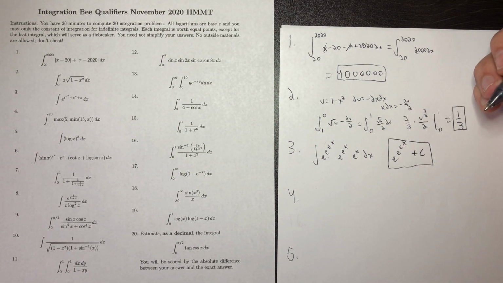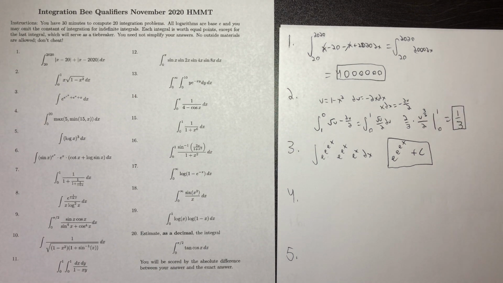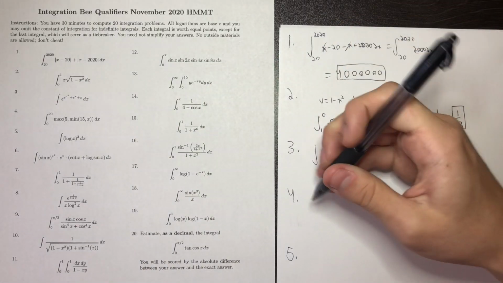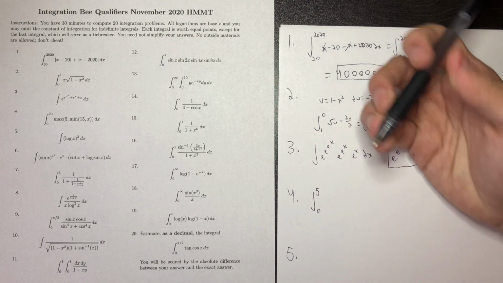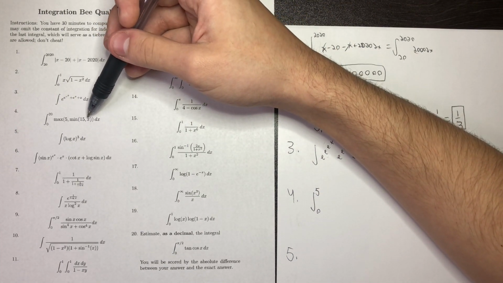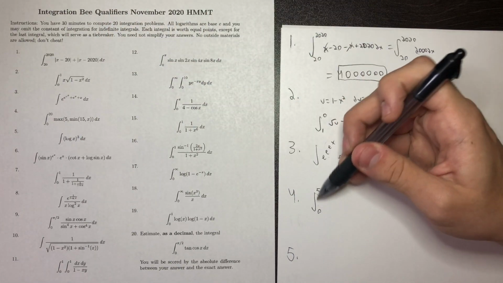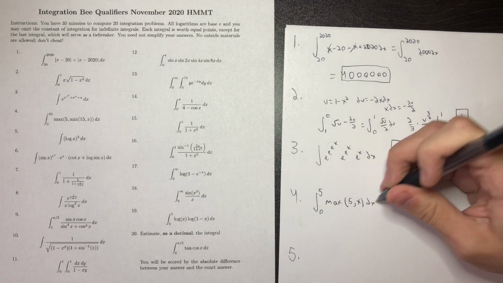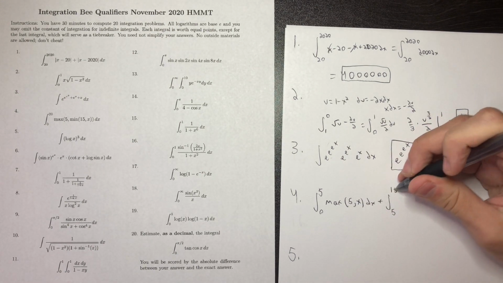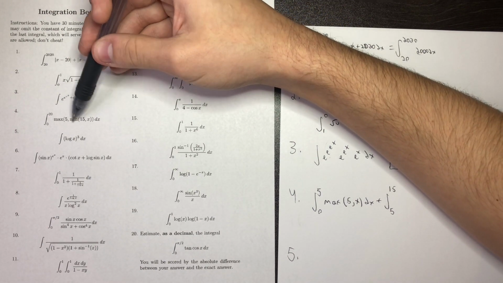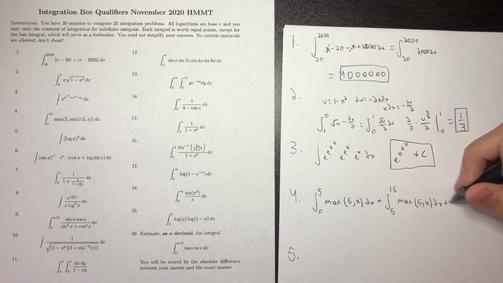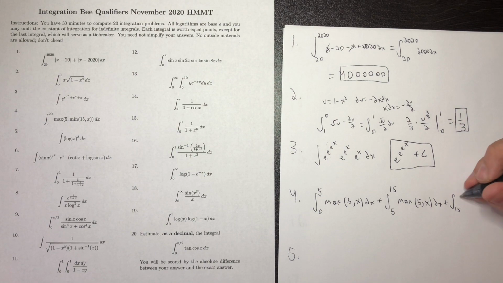Now, moving on to question 4. This is interesting because we have maximums and minimums. So when I see this, I'm going to break up this question into multiple intervals: one from 0 to 5, one from 5 to 15, and one from 15 to 20. So we have the integral from 0 to 5 of, now the minimum between 15 and x on this interval will always be x, because x is between 0 and 5. So we'll have the maximum of 5 comma x dx, plus in the next interval, from 5 to 15, the minimum, again, will always be x. So we'll have the maximum of 5 comma x dx, and then plus on the interval from 15 to 20, the minimum will always be 15 dx.